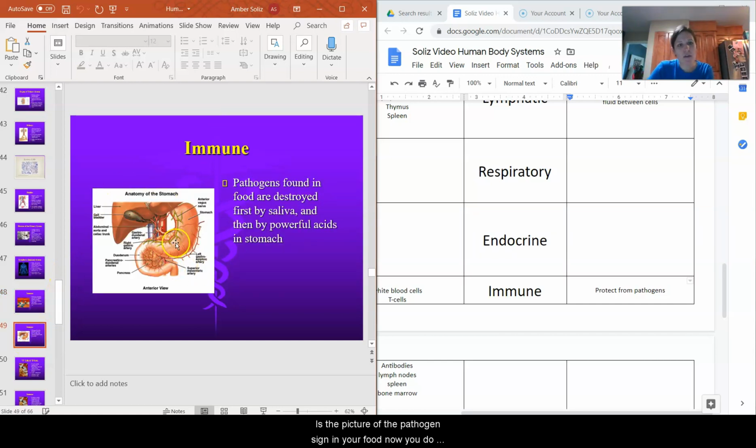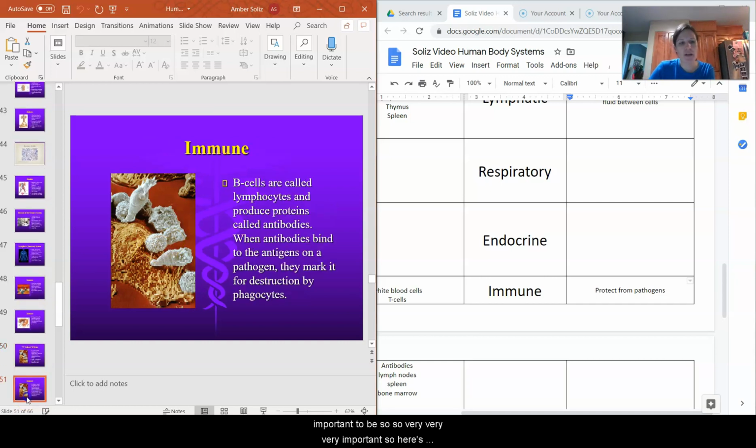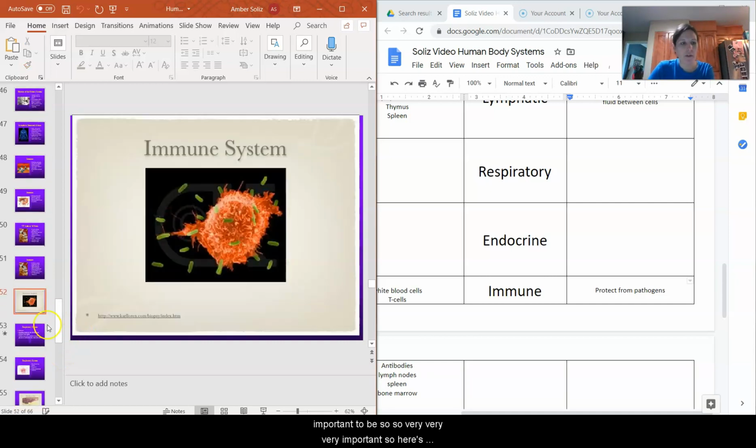This is a picture of the pathogens found in your food. Now, you do eat pathogens, foreign stuff, bad stuff, and the digestive system helps your immune system by breaking that up. So all the enzymes in your saliva. T cells, hairy looking, and B cells. So both of them are going to help fight off, but the T cells attack. They're the ones that actually attack. And then B cells, they also help, but they're not as important as the T cells. So very, very important.